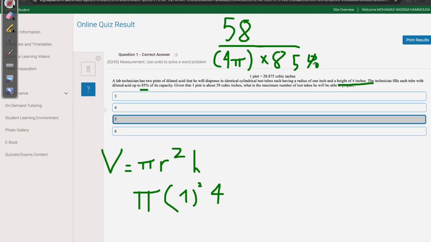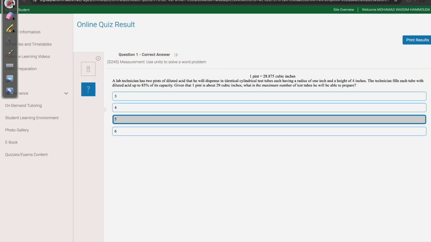Let me use the calculator. 58 over 4 pi times 85%, which is 0.85. That will give us 5.42. But when it's a decimal, we take the whole number, not the one above, which is why it's 5.